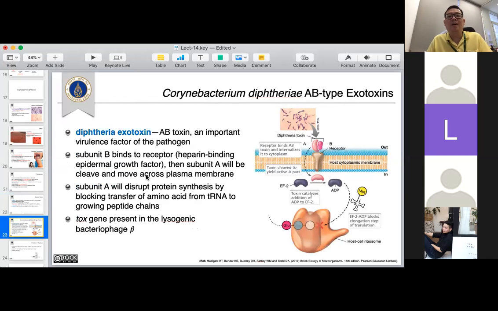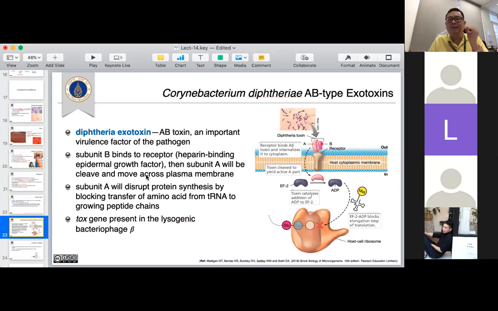Well, the toxin of Corynebacterium diphtheriae is an AB type exotoxin. You learn that toxins can be of so many types, for example, the exotoxin of strep and staph, that is toxic shock syndrome toxin. That's a type of toxin. This is an AB type exotoxin. You will learn a lot more about the AB type later.